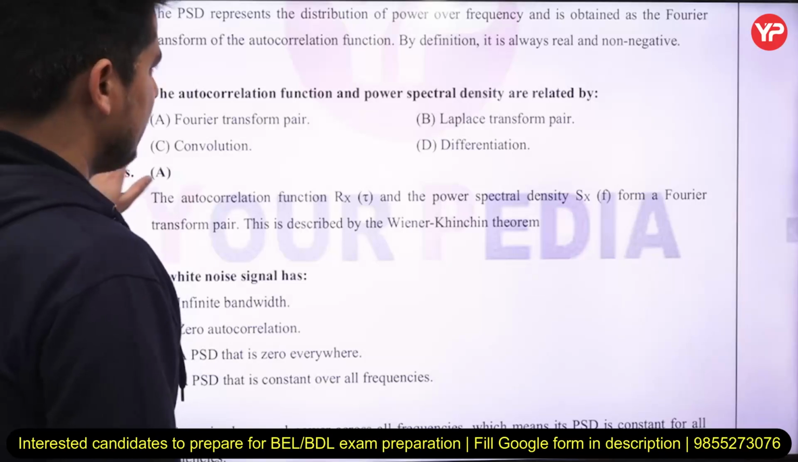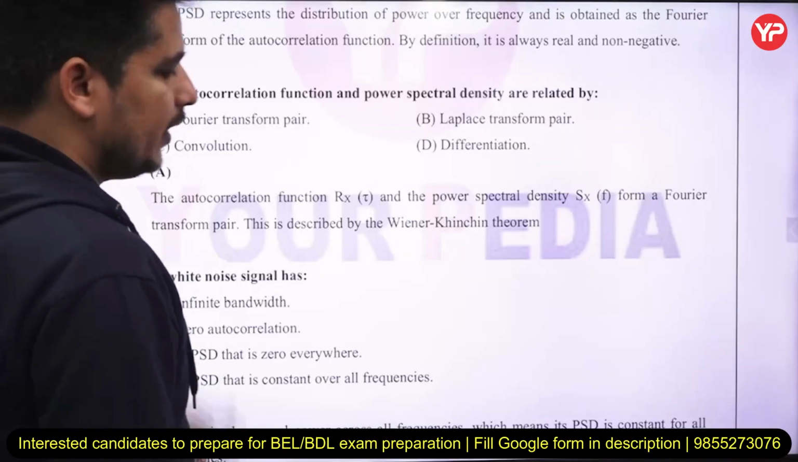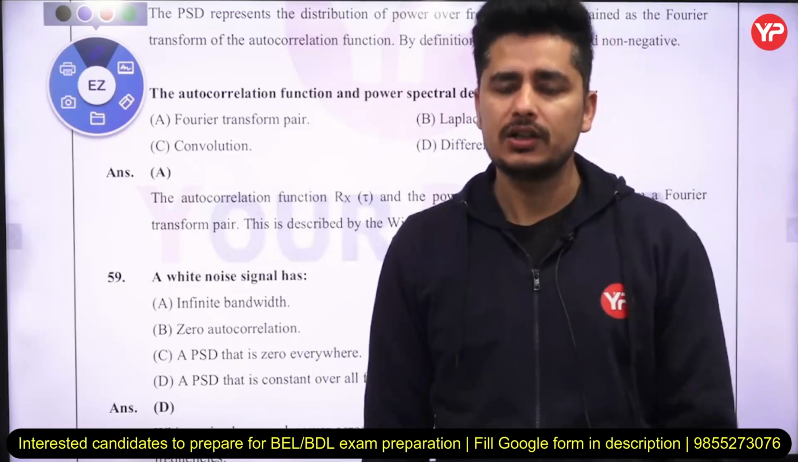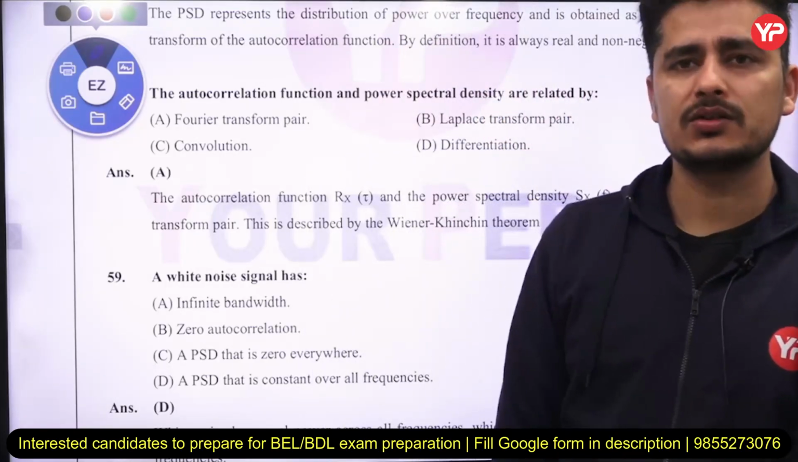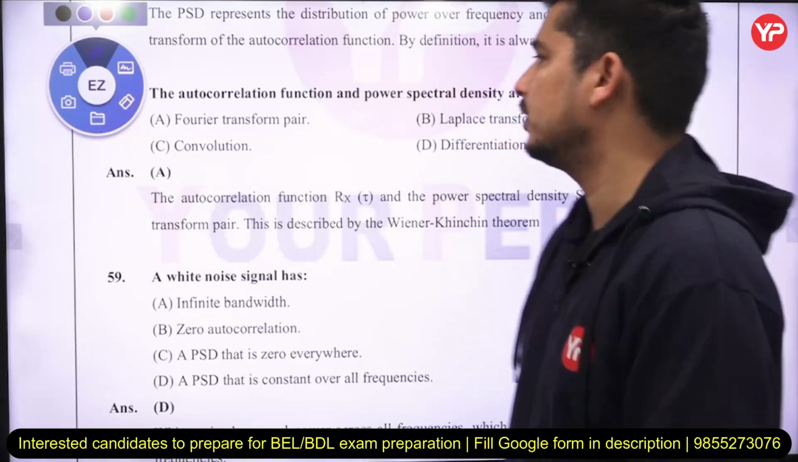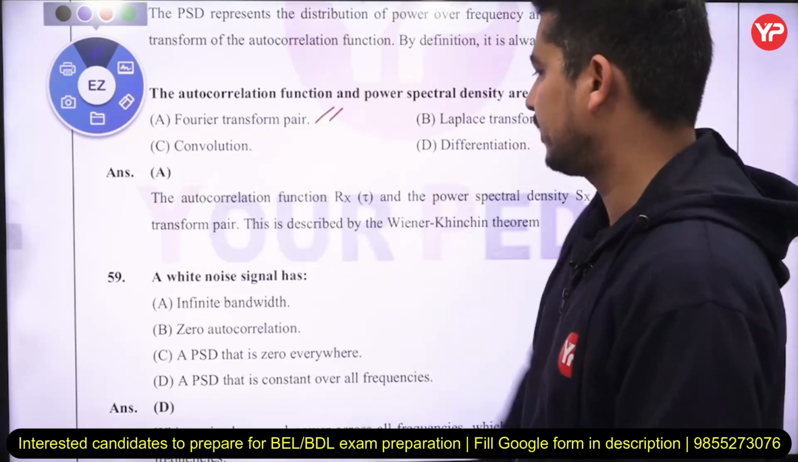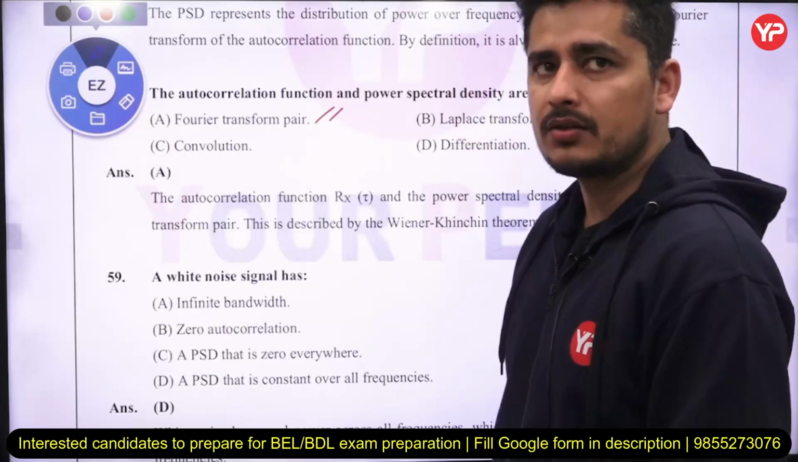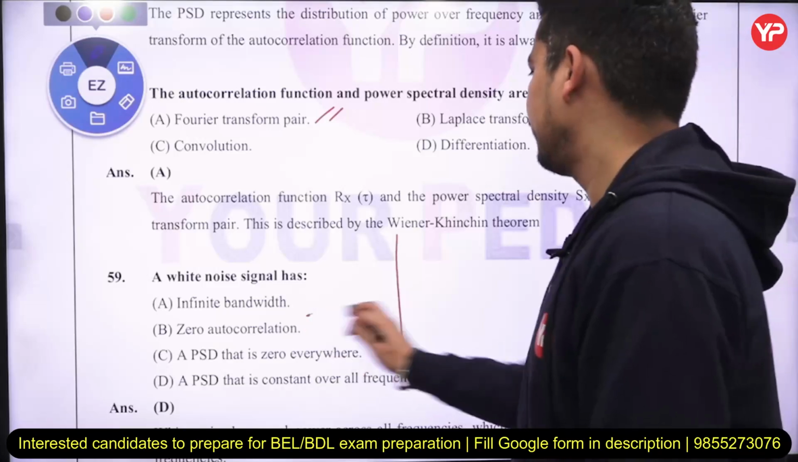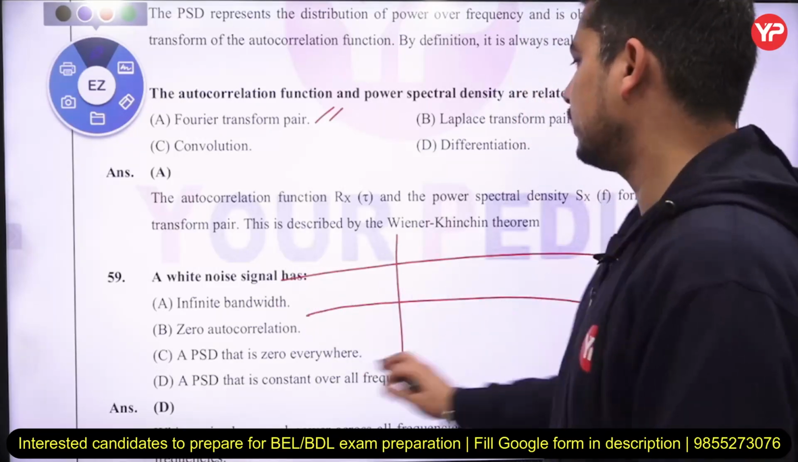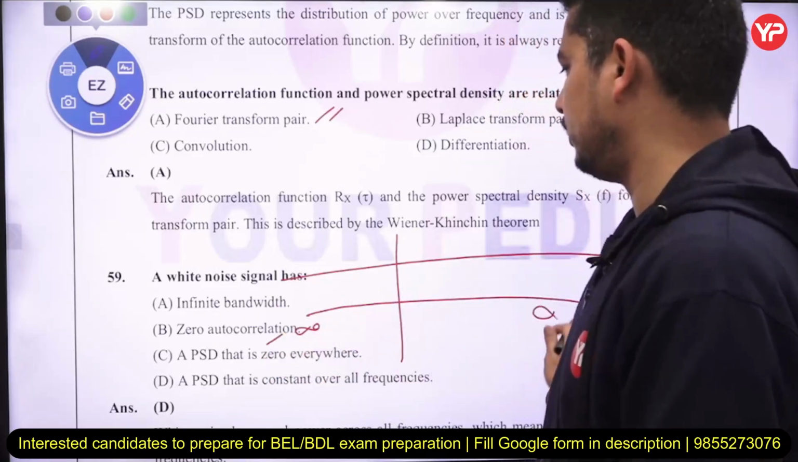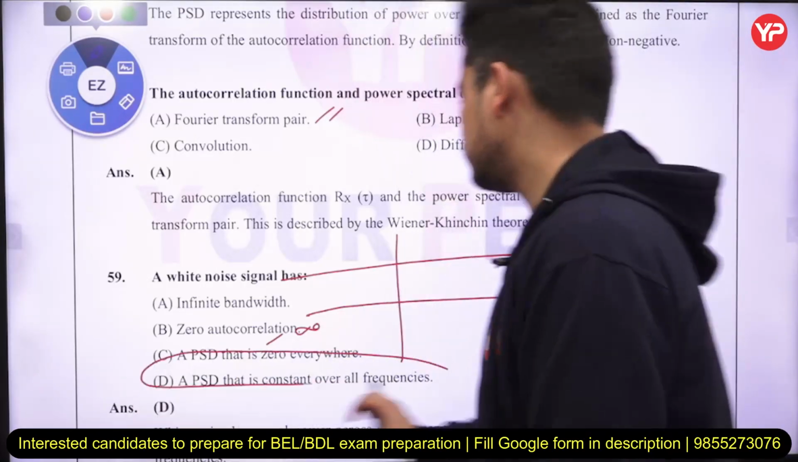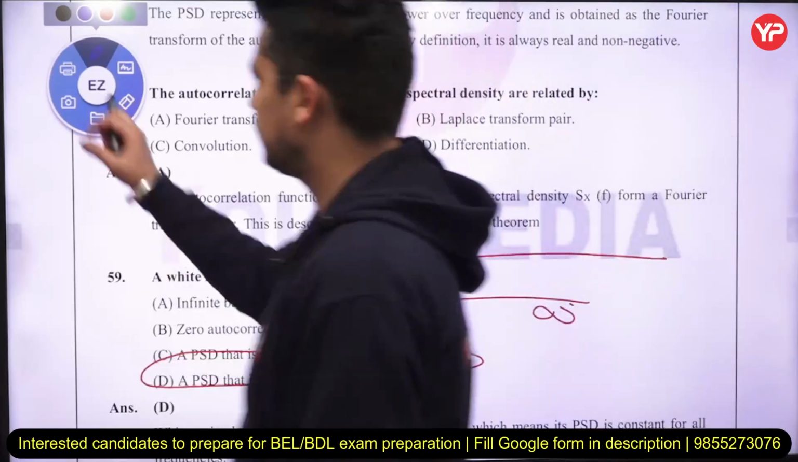Next, autocorrelation function and power spectral density are related to each other. Whenever we are talking about the relation between the autocorrelation function and power spectral density, the power spectral density is the Fourier transform of the autocorrelation function. Remember that, it is a Fourier transform pair. Next is the white noise signal. White noise is defined as a signal whose power spectral density is constant over the interval from minus infinity to infinity. So it is constant over all frequencies, and its answer is G.